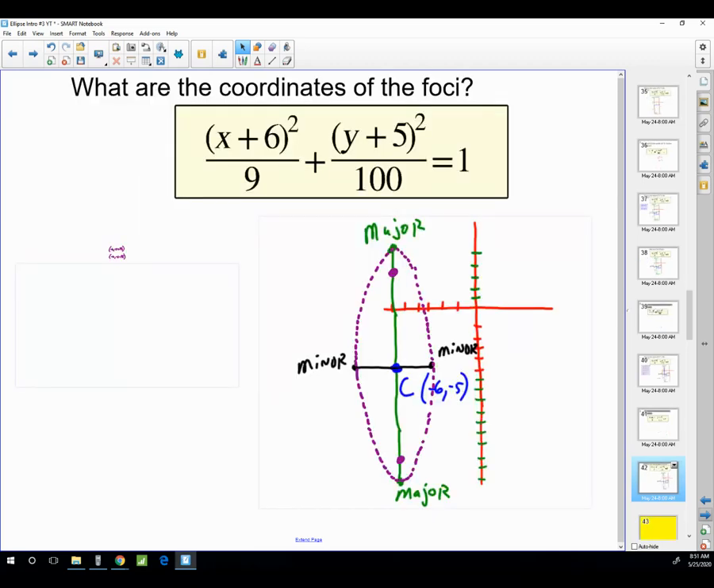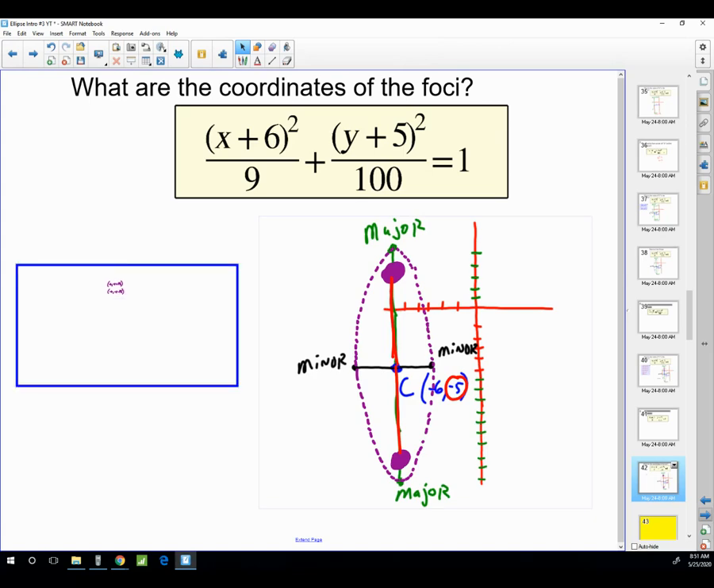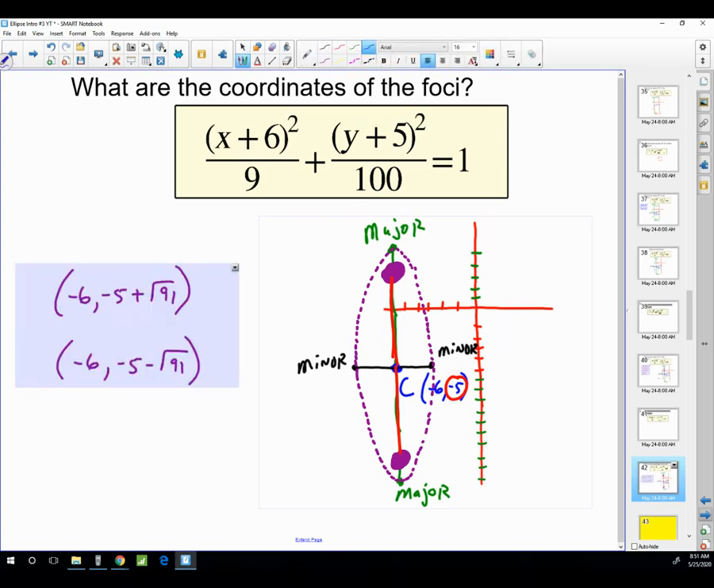So the foci are here and here. The distance here is √91. So we're just going up √91 from there. And then we're going down √91 from there. And so you just add it and subtract it. The way I really want you to write that is like this, where it's -5 plus √91 for the y coordinate, -5 minus √91 for the y coordinate. If you just have to make those decimals, I guess I will allow that.